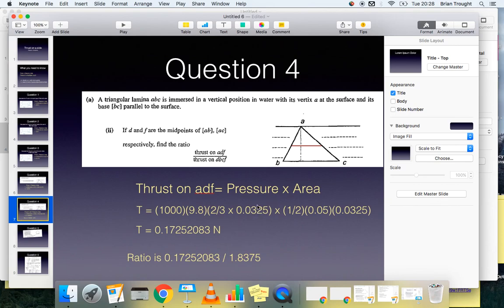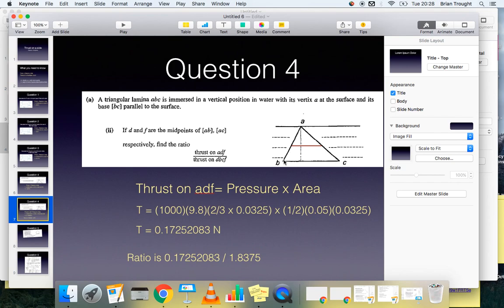So again, that value is wrong, but you get the idea. So that value then is the thrust on ADF. All right. Now, this last piece is wrong. We have the thrust on ADF, so that's the top bit. And this thing here is the thrust on the whole lot. But we need to write it underneath the line as the thrust of that section there, which is a trapezium.